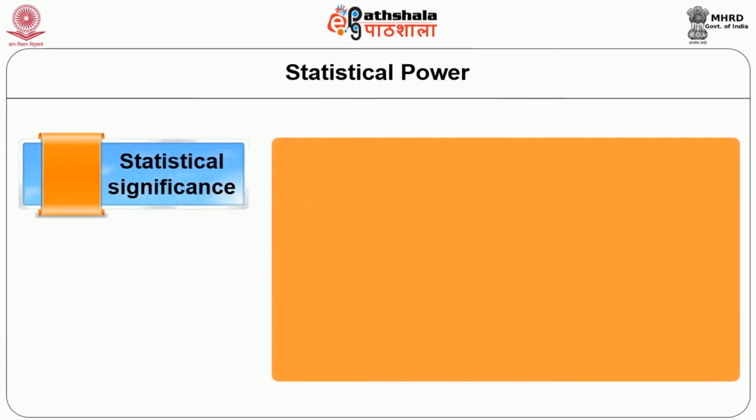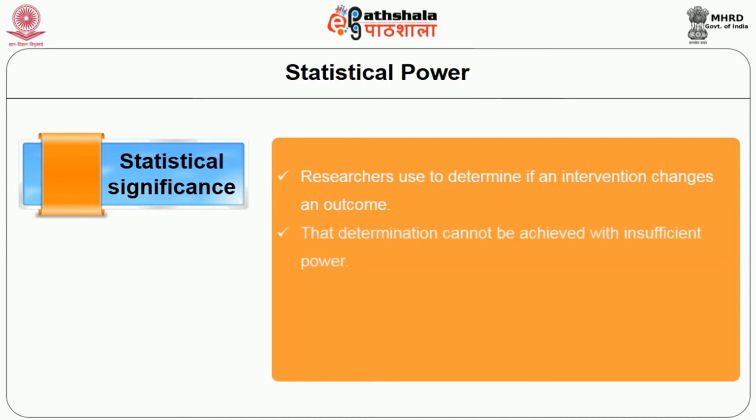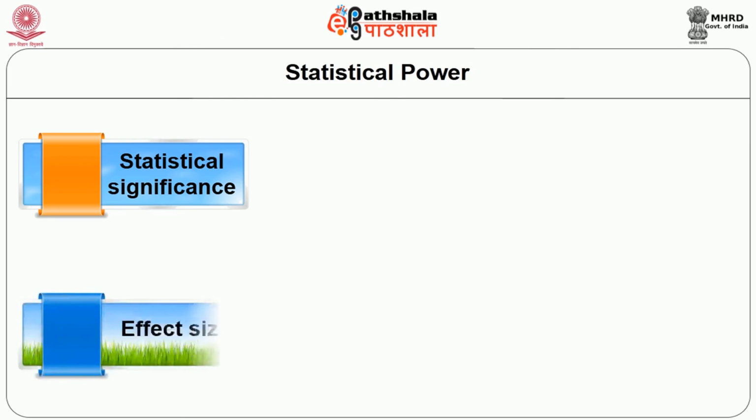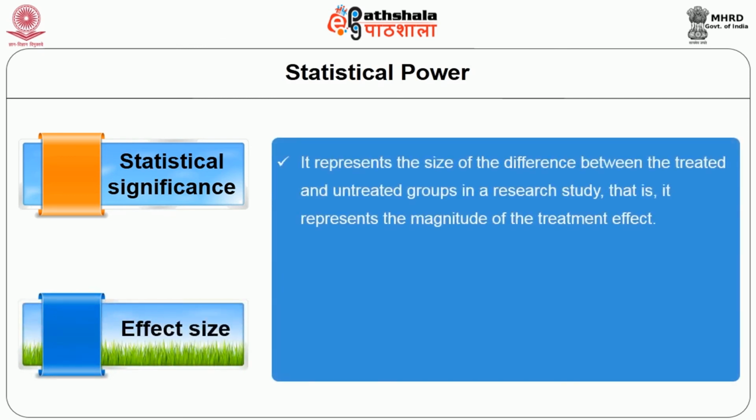Statistical significance is the research factor that researchers use to determine if an intervention changes an outcome. That determination cannot be achieved with insufficient power. On the other hand, extremely high power might influence a researcher to give more weight to a statistical result than the clinical situation warrants. Effect size.